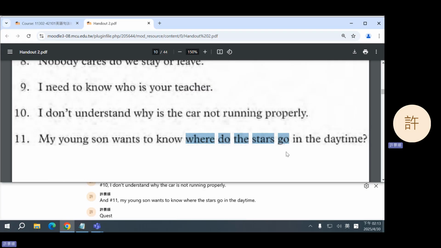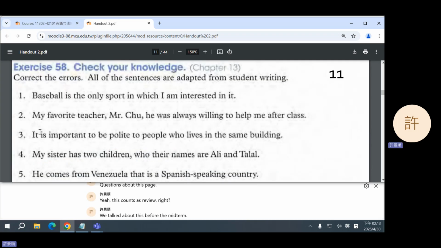Questions about this page? Yeah, this counts as review, right? We talked about this before the midterm. Okay, next page. Here we have more interesting questions. Let's also do these together.